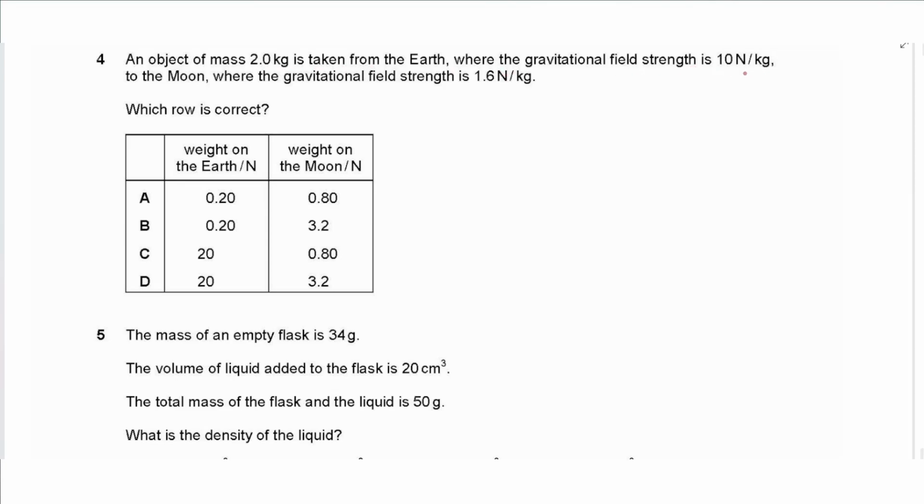Question 4 says an object of mass 2 kilograms is taken from the Earth, where the gravitational field strength is 10 newtons per kilogram, to the Moon, where the gravitational field strength is 1.6 newtons per kilogram. Which row is correct? The weight on Earth is equal to 2 multiplied by 10, and the weight on the Moon is equal to 2 multiplied by 1.6. So 2 times 10 is 20, and 2 times 1.6 is equal to 3.2. So the answer is D.